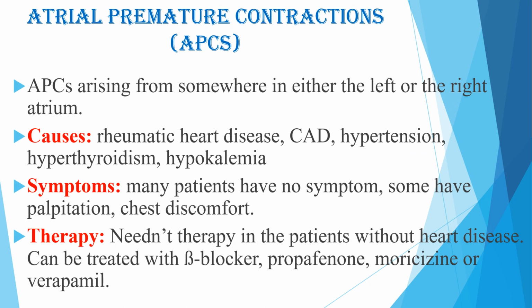The next condition is atrial premature contraction. Atrial premature contraction arises from somewhere in either the left or the right atrium. Usually the impulse is generated from the sinoatrial node, otherwise SA node, which is the original pacemaker of the heart. So other than the SA node, the impulse is generated from other foci somewhere in the left or right atrium. That is atrial premature contraction.